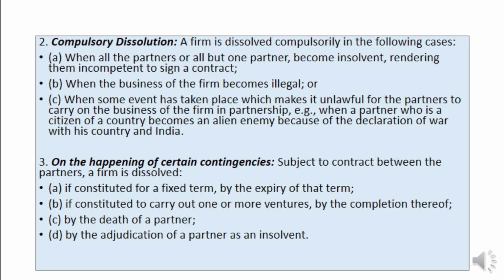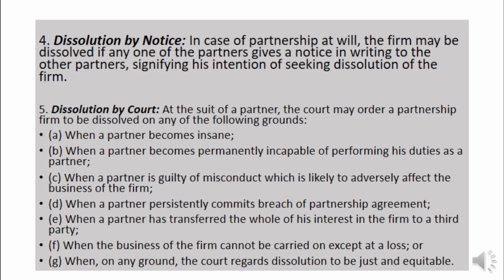On the happening of certain contingencies also, the firm can be dissolved. Like when the firm is constituted for a fixed term, on the expiry of that term the firm can be dissolved. If there are only two partners and one partner dies, then the firm can be dissolved. If the particular venture is over and complete, the firm can be dissolved. Dissolution by notice: in case of partnership at will, the firm may be dissolved if any of the partners gives notice in writing to the other partners signifying his or her intention of seeking dissolution of the firm.